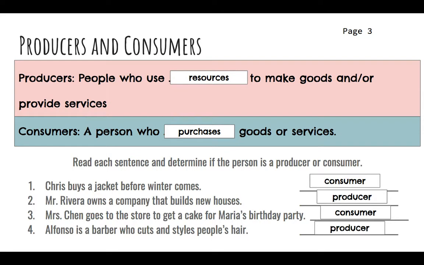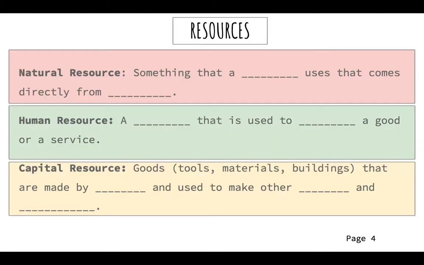All right, what we're going to do now is go back to our vocabulary, and we're going to find out what these resources are. There's actually 3 different types. The first one is a natural resource, and you can fill this in as I read it. A natural resource is something that a producer uses that comes directly from nature. These are things like trees and soil and things that come from the earth.